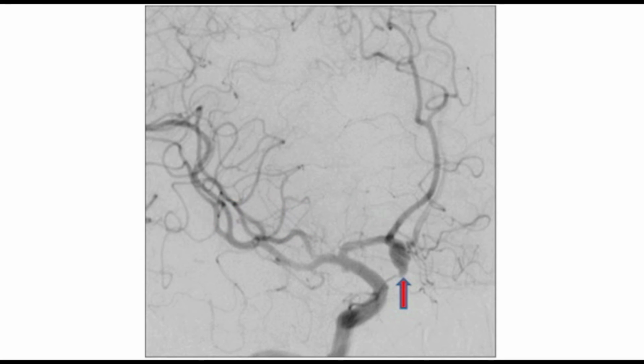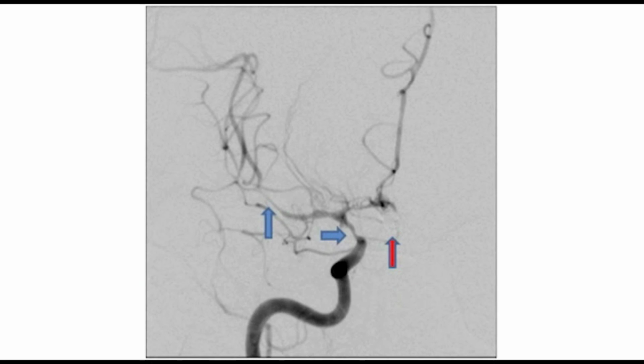This is a right internal carotid artery angiogram performed shortly after the time of a patient's presentation with a subarachnoid hemorrhage. This angiogram is considered to be the patient's baseline study. Note the anterior communicating artery aneurysm, which was subsequently embolized. Note the normal caliber and configuration of the remaining vasculature.